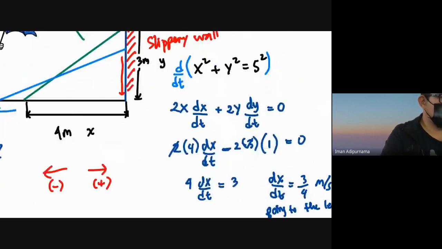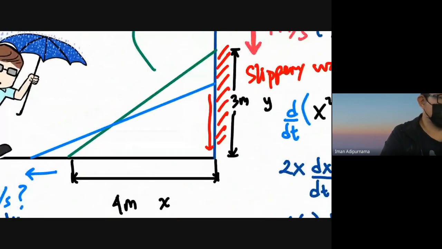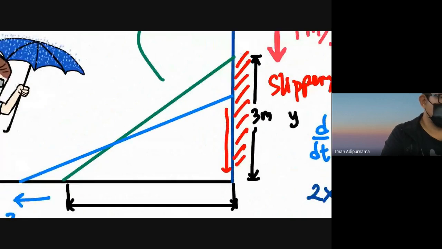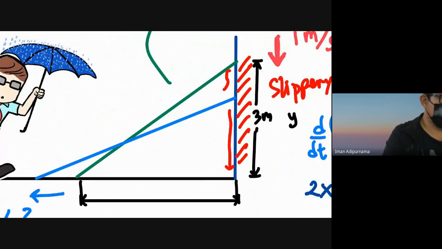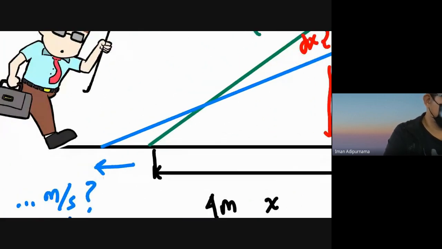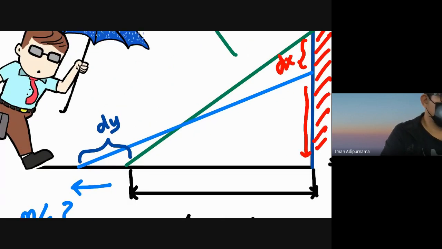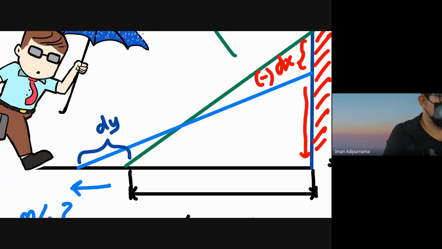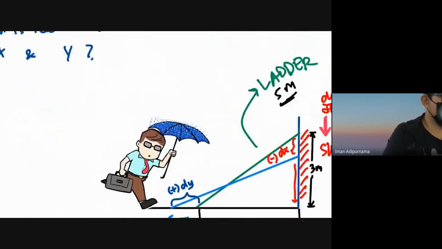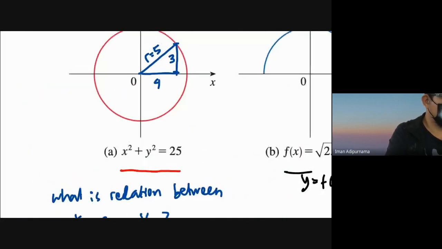And now let's take a look at what we did here. We take something here. Let's say we have some difference in terms of dx, right? And we take something here that is also a change in dy. So we have dx that is reduced and dy that is increasing. Okay, let's go back to our circle. Let's go back to our circle here.